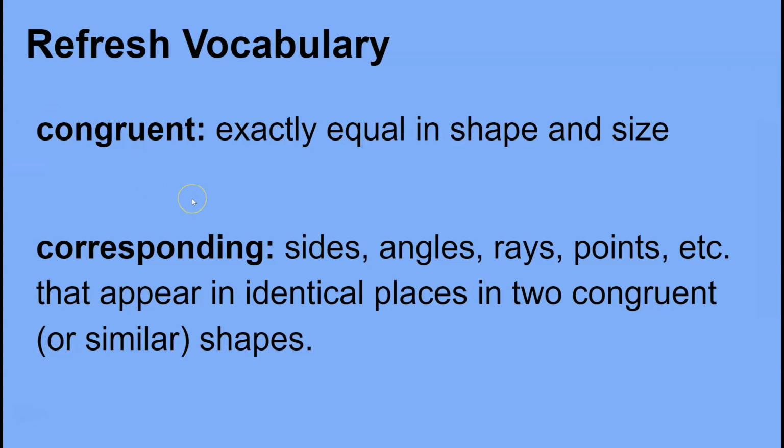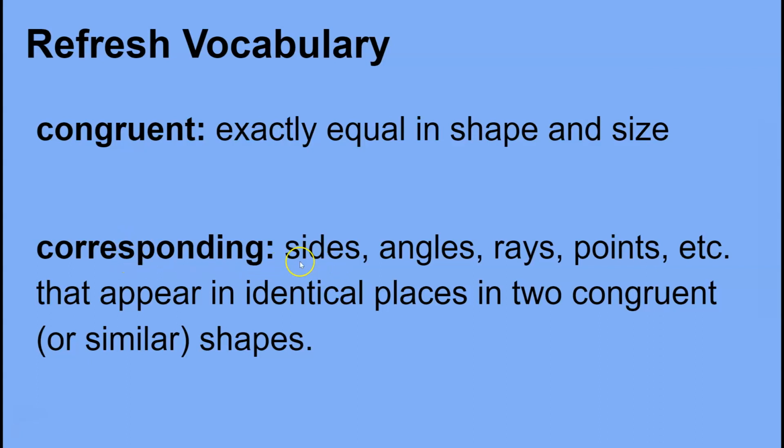Before we get going on the lesson, let's refresh our memories on two vocabulary words that are going to be very important in our lesson. The first one is congruent. Congruent means exactly equal in shape and size. So same, same, same. Same side lengths, same angles, same shape, same size, all of that.